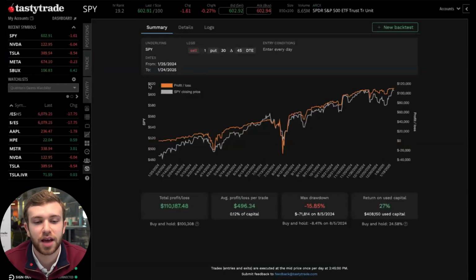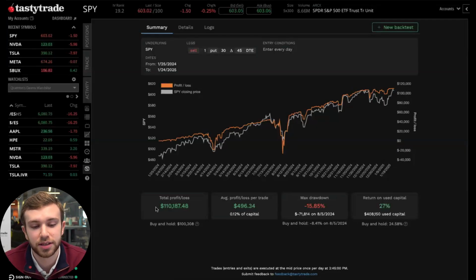On the left-hand side of the graph, we have the prices of SPY. And then on the bottom, we have all the dates. And then to the right, you would have your overall account's profit and loss. And then down here, we have the different metrics, like the total profit and loss, the average profit and loss per trade, the max drawdown, and the return on used capital.